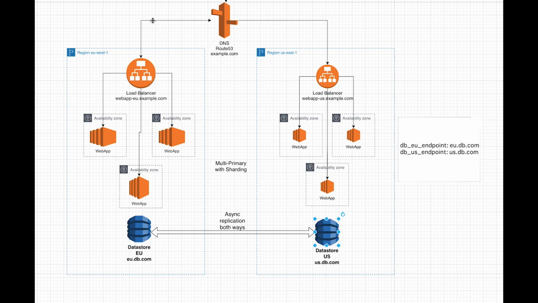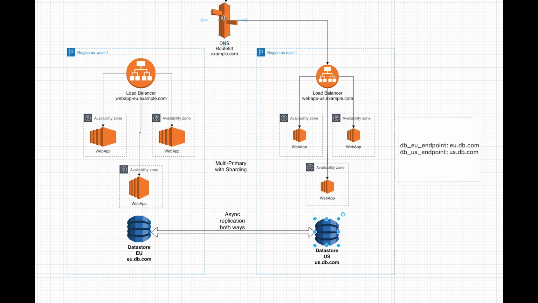So again, let's imagine our EU West region fails. We'll delete this connection. And because we have a multi-primary, this data store here doesn't even need to be promoted because it's already promoted. It is already a primary. So the US data store will just keep functioning as expected. And the web applications will write. Nobody will notice that this data store or this EU region failed. And so everything will work as it was before because we're already dealing with the primary.